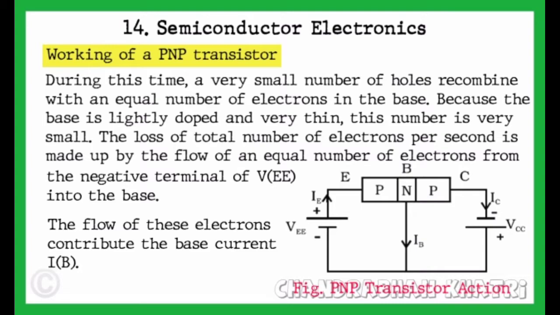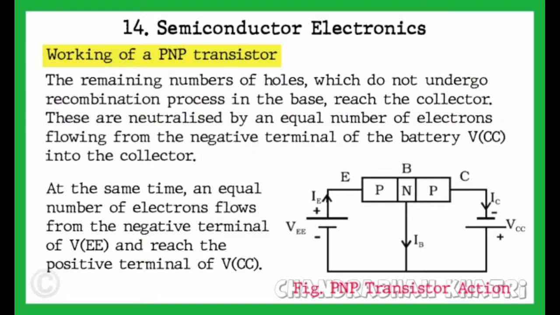The loss of total number of electrons per second is made up by the flow of an equal number of electrons from the negative terminal of VEE into the base. The flow of these electrons contributes the base current IB. The remaining holes which do not undergo recombination in the base reach the collector.